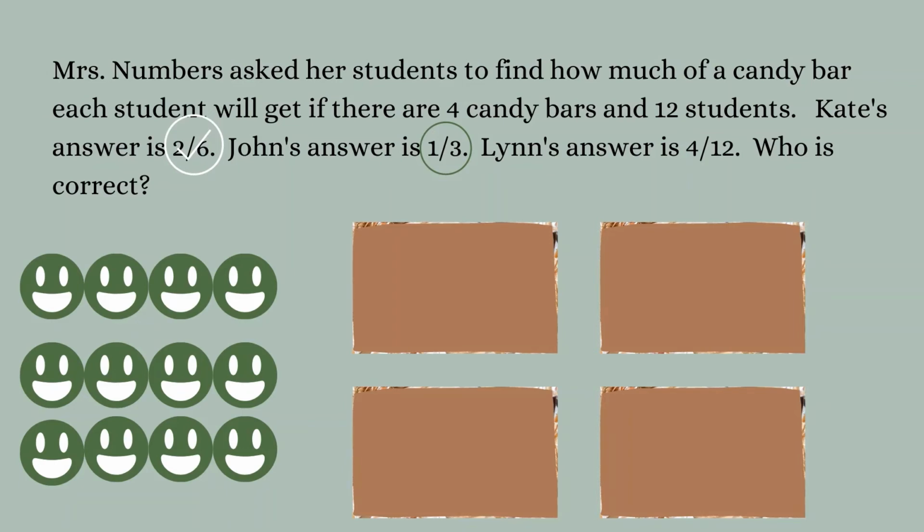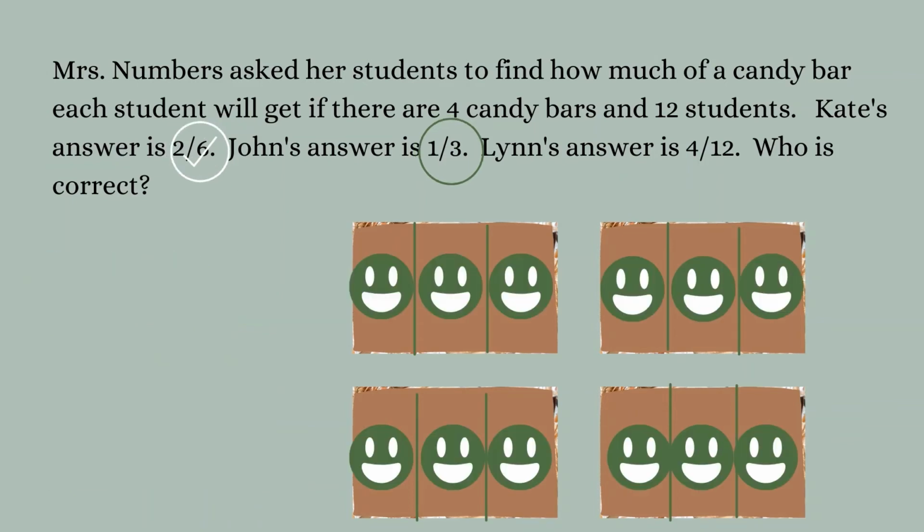12 people, 4 candy bars. Any ideas how many pieces we need to show on each bar this time around? If you are thinking 3 because there's a 3 in the down denominator, then you are thinking the same thing I'm thinking. 3 equal pieces on 4 candy bars. Let's see if each person gets 1 piece like John says in his numerator. It turns out that yes, John is correct.